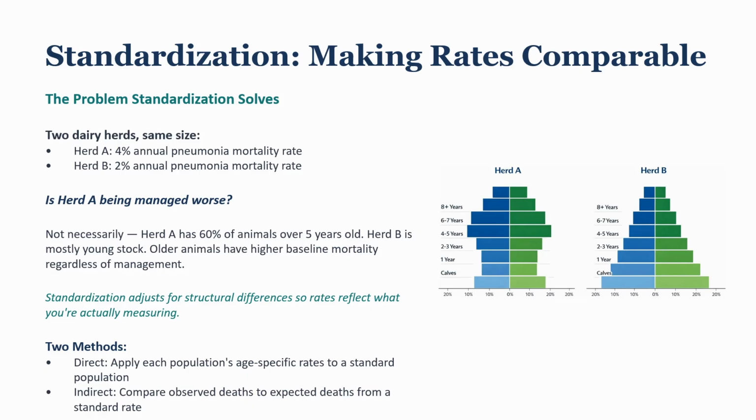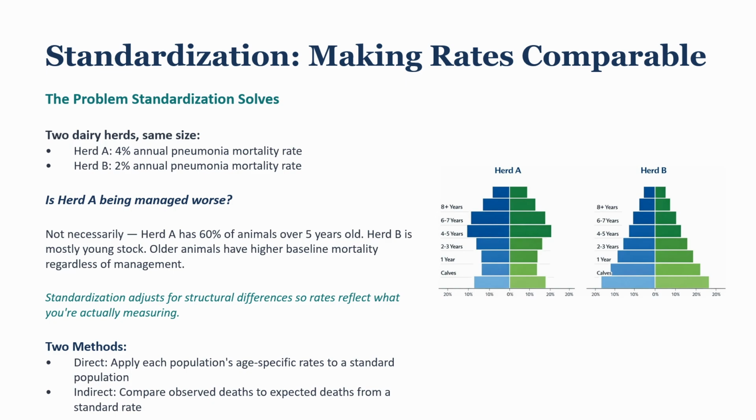management difference. Direct standardization. You apply the age-specific rates from each herd to a common reference population, a standard population with a defined age structure. This produces age-standardized rates for each herd that represent what the mortality rate would be if both herds had the same age structure. Now you can compare them directly.